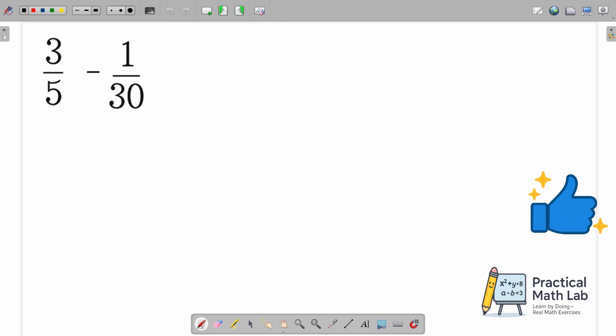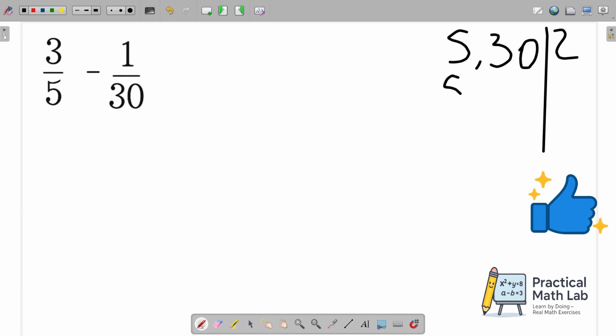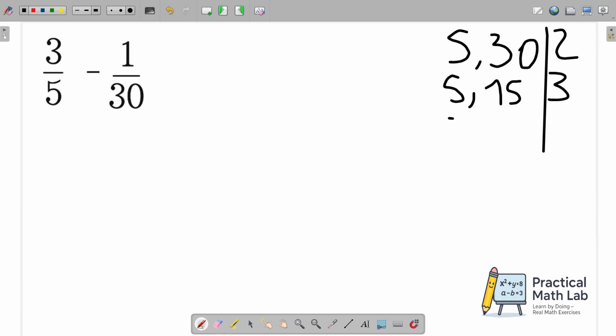Now we're in the same situation again. Subtraction with different denominators. We need to find the least common multiple of 5 and 30. First, do we divide by 2? Yes. So 5 stays the same. 30 divided by 2 is 15. Divide by 2 again? No. So by 3? Yes. 5 repeats. 15 divided by 3 is 5. Now we can't divide by 3 anymore, so divide by 5.